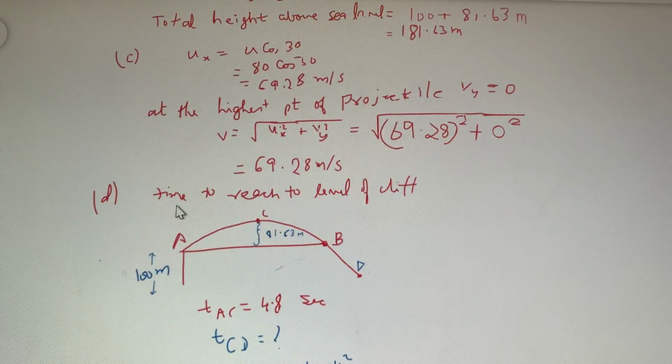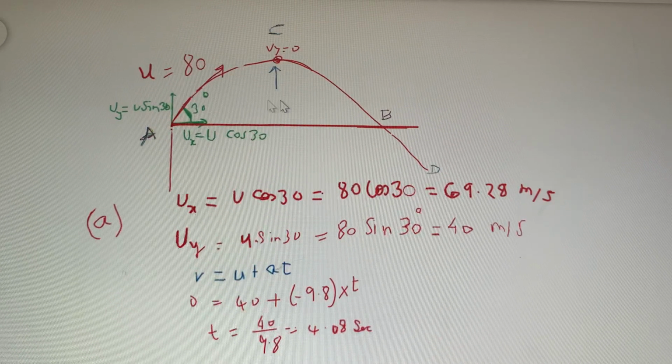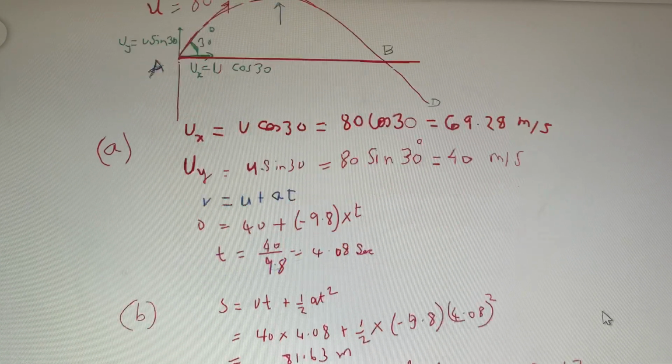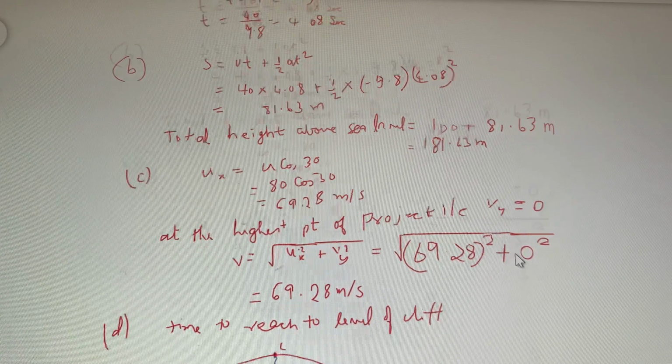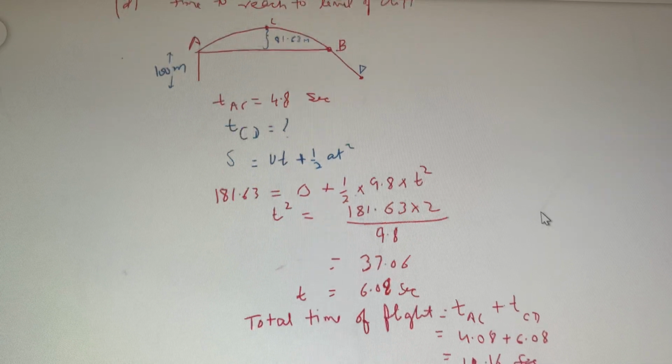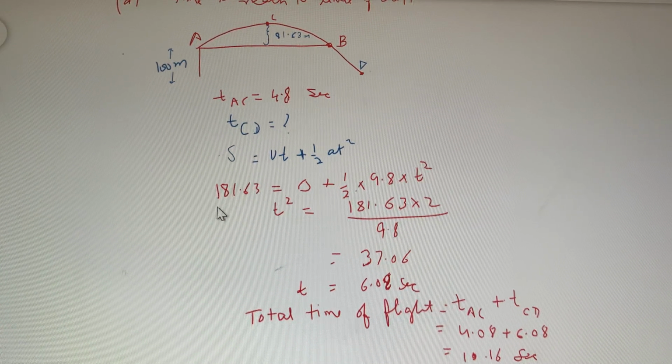Now we need to figure out the total time from point A to D. So we can divide this problem into two parts, which is A to C, which we have already figured out, which is 4.08 seconds. And now we need to figure out how much is the time from C to D. So from C to D, we know the vertical height is 181.63 meters. So we use that in the second equation of motion, which is s equals ut plus half at squared. In place of s, we'll write 181.63, and initial velocity is 0 because we are starting from the highest point of the projectile, plus half a, where a is 9.8, but in this case it's positive because we are coming downward this time, times t squared. So if we figure out t from here, we'll get 6.08 seconds. So that is the time from C to D. And the total time of flight, which will become AC plus CD, is 10.18 seconds.